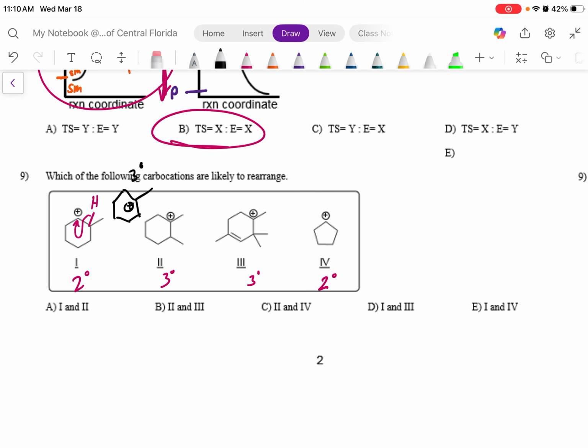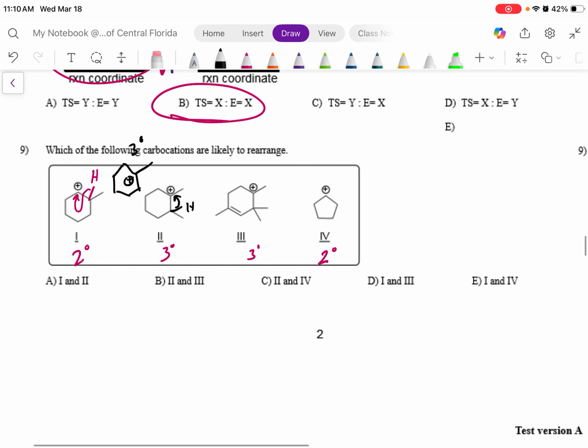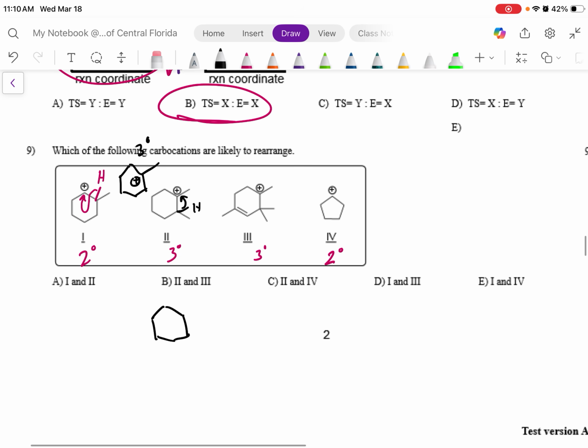Molecule 2, if it rearranged here, if it took one of these hydrogens and shifted it over there, what would we have gotten? We would have gotten this. So it went from initially being tertiary to tertiary. Was there an energetic incentive for that to happen? No, there's not. So it's not going to do anything. So compound 2 is just going to sit tight. No shifting or rearrangements.